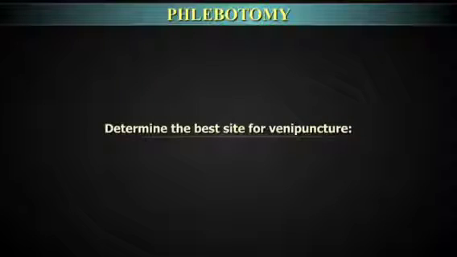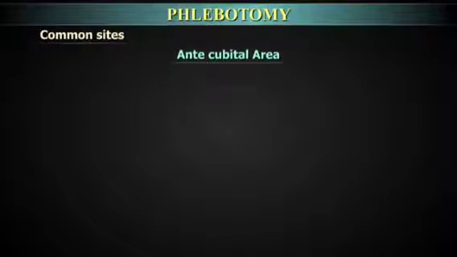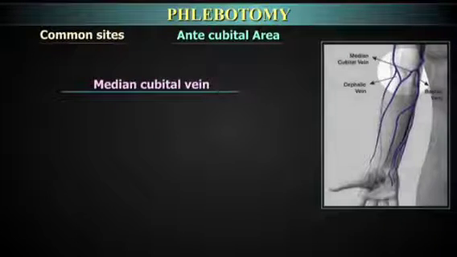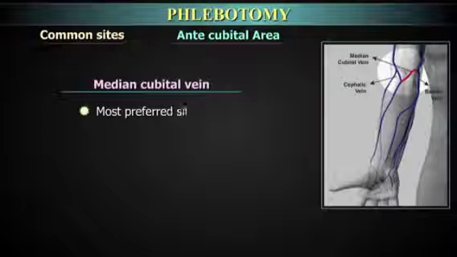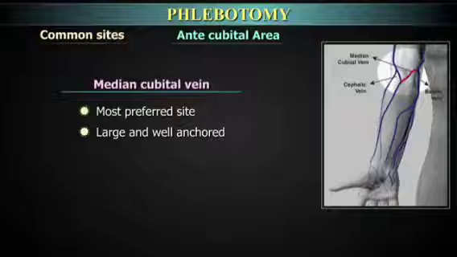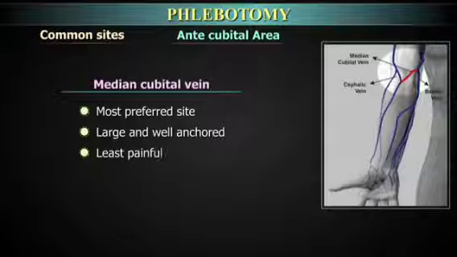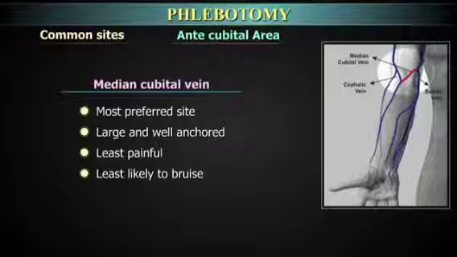Determine the best site for venipuncture. The common sites are antecubital area. Median cubital vein is the most preferred site as it is large, well anchored, least painful, and least likely to bruise.